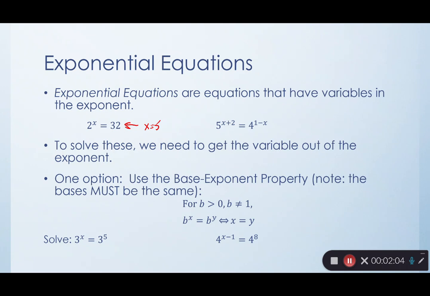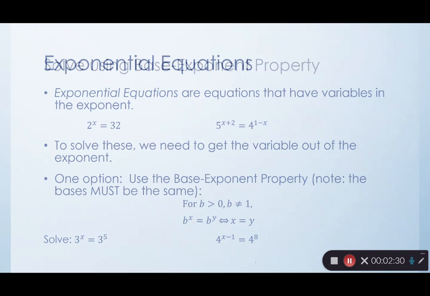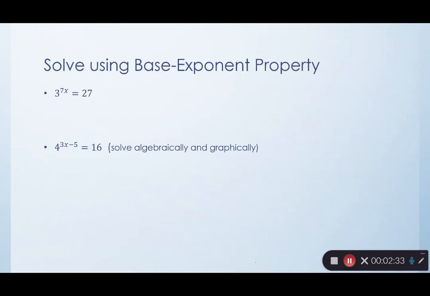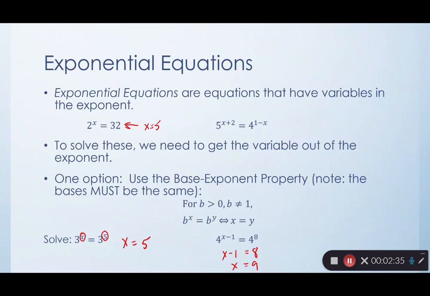So 3 to the x equals 3 to the 5, we can look at this one and say, well, of course, x equals 5. And 4 to the x minus 1 equals 4 to the 8. Again, the bases are the same, so the exponents have to be the same. x minus 1 has to equal 8, so x is equal to 9. Not too bad. And we can use that to solve 2 to the x equals 32: we could rewrite 32 as 2 to the 5, and then we see directly x has got to equal 5.